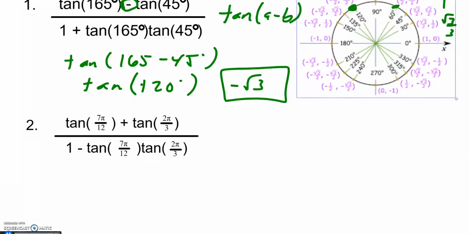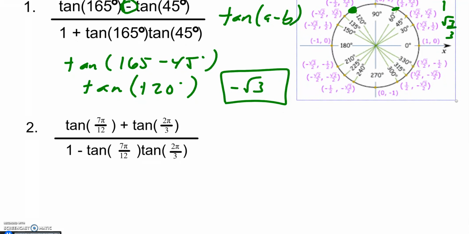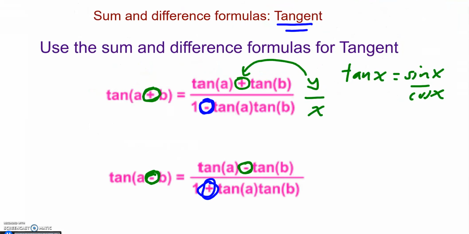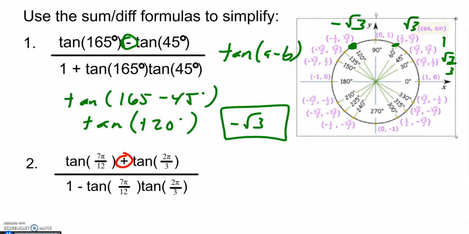If I look at number 2, it's the opposite of number 1. Notice that the sign on the top is plus. If we go back, when the sign on the top is plus, it comes from tangent of a sum. And it is the exact format that we need. A sum on the top and the subtraction on the bottom.